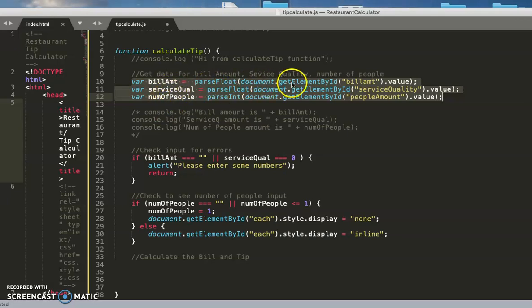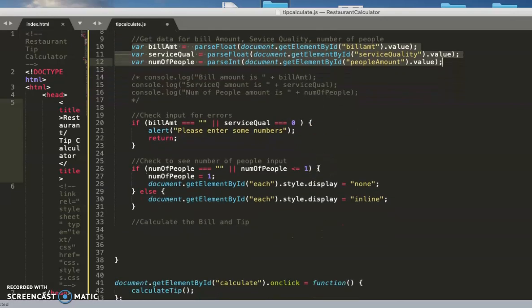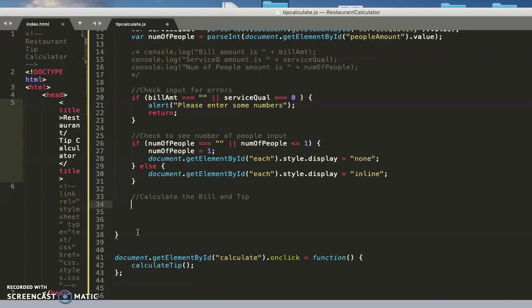Okay, and we know that when you pull stuff in, the value is going to be a string, and what we did is we just made sure that there were numbers by trying to get floats and things like this. And I think there's still a little bit of issues with this when you go below. But what we're going to do right now is we are going to calculate the bill and the tip.